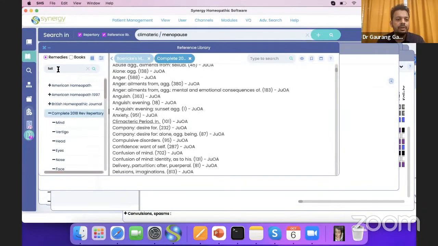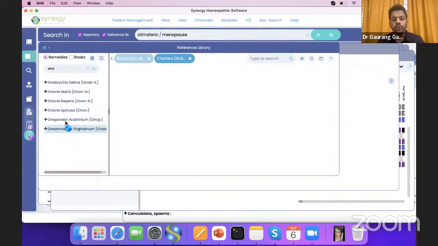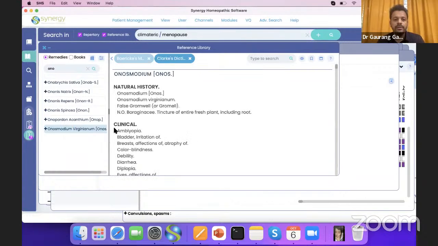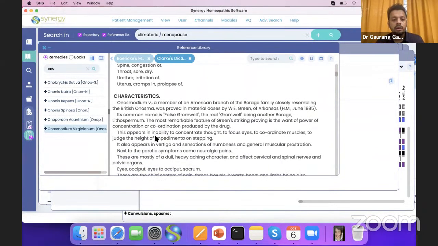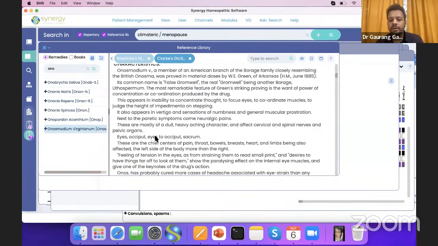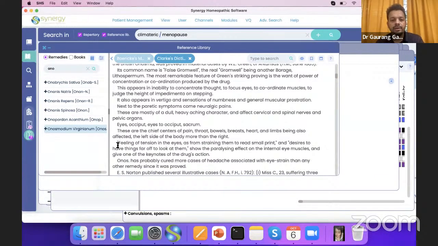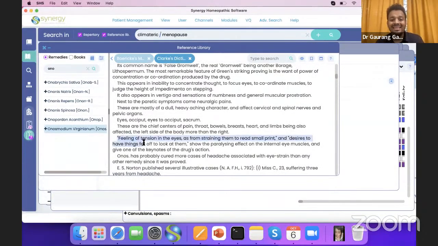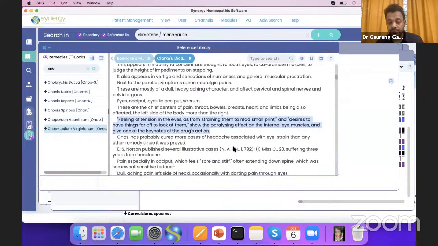One of the main remedies that I often use is the remedy Onosmodium. You have to read it from the Materia Medica of Clark. Very beautiful. The more I read Clark, the more your understanding of homeopathy will go to a deeper level. So I'm going to read it for you. Clark writes: feeling of tension in the eyes as from straining them to read small print, desire to have things far off to look at them. It shows a paralyzing effect on internal eye muscles and gives one of the main things for this remedy.